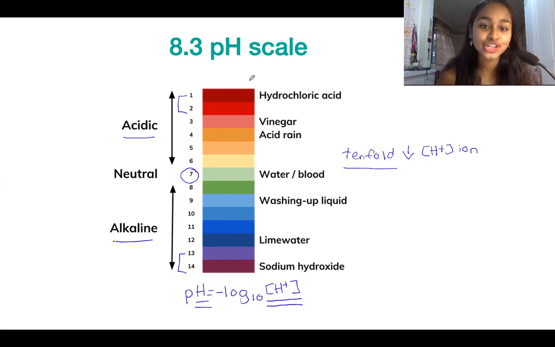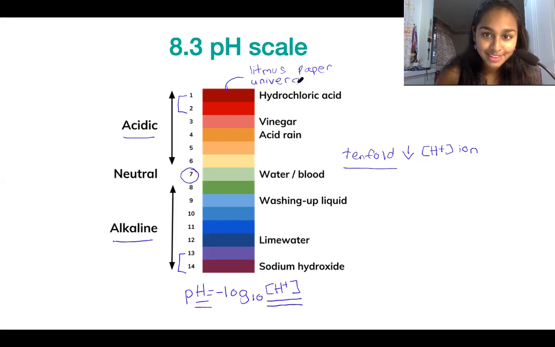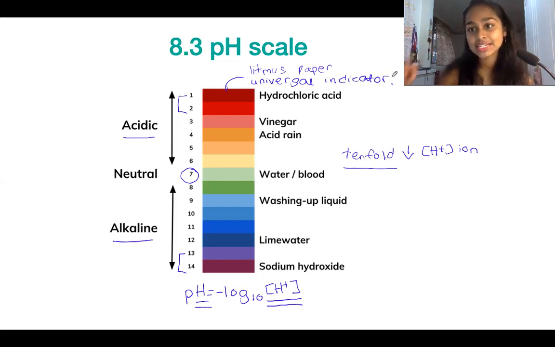Last thing to note, you might be asking, where do these colors come from? Well, in terms of determining pH, we usually use litmus paper. And if we want to be more specific, we tend to use universal indicator. Universal indicator has a range of colors that it will change to depending on the pH. So it's a lot more sensitive to changes in pH, and that's what the colors imply.